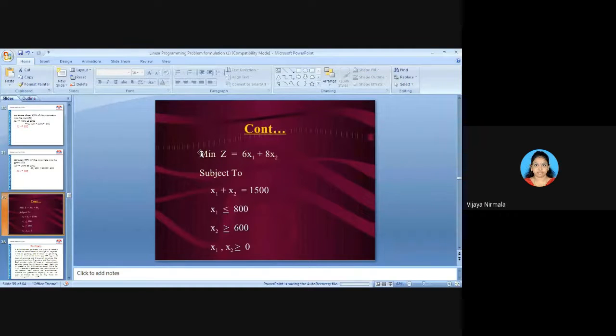Now, for maximization, you used to write MAX, right? But here, you need to write minimization. It is a minimization problem, right? We are discussing about cost. So, minimize Z is equal to 6x1 plus 8x2 subject to the constraints: X1 plus x2 is equal to 1500, X1 less than or equal to 800, X2 greater than or equal to 600, where x1, x2 greater than or equal to 0.